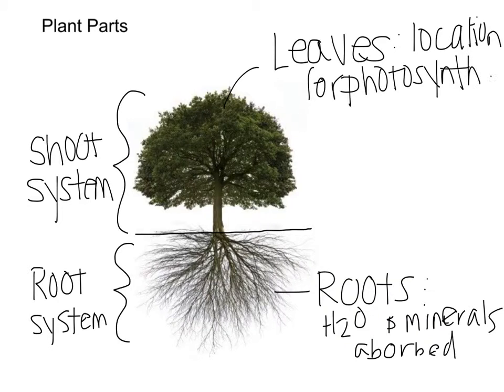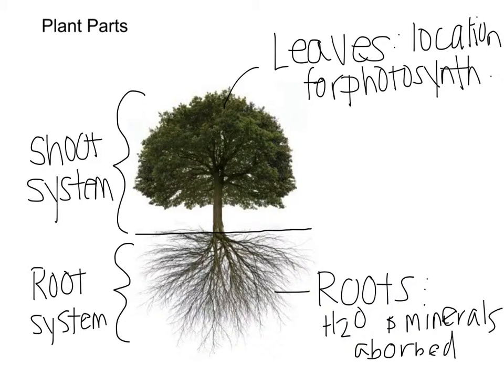Now, why are the leaves where photosynthesis occurs? Because the cells in the leaves contain a pigment called chlorophyll within the chloroplast in the cell. And the chlorophyll absorbs the sunlight that is then needed to convert water and carbon dioxide into chemical energy for the plant. So the leaves are really like the photosynthesis factories. They're where photosynthesis occurs and where the sugar is produced.